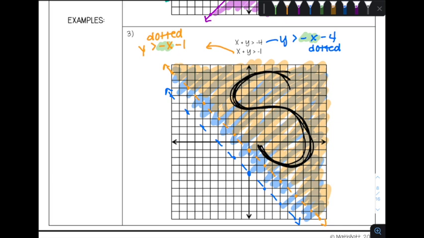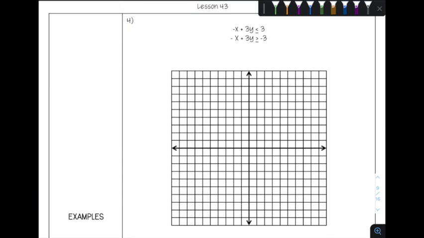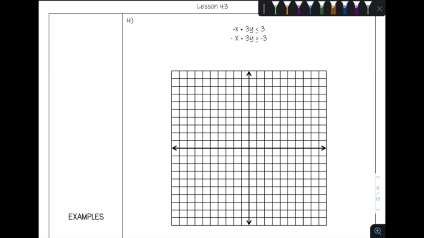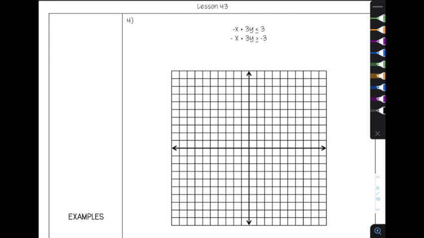All right, moving on to the last example, number 4. Pause the video here, make sure you graph the inequalities, and then we're going to come to a conclusion about what type of solutions parallel lines give us with solving systems of inequalities. Okay, so the first inequality, you are going to get y is less than or equal to 1/3 x plus 1. And your second inequality, you're going to get y is greater than or equal to 1/3 x minus 1. So let's graph that.